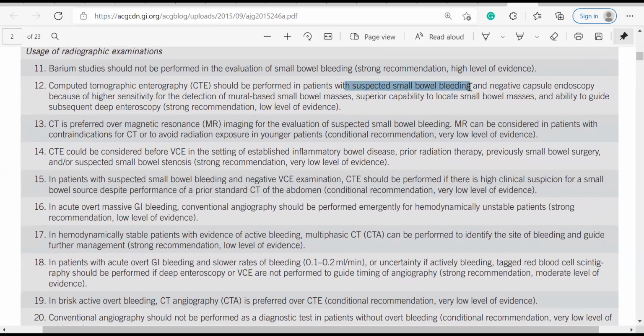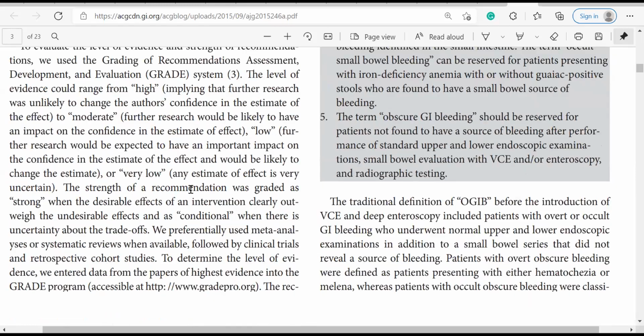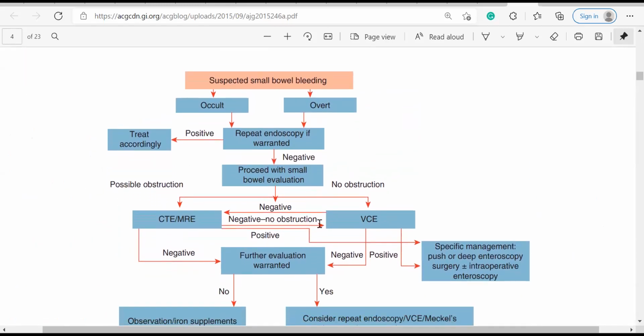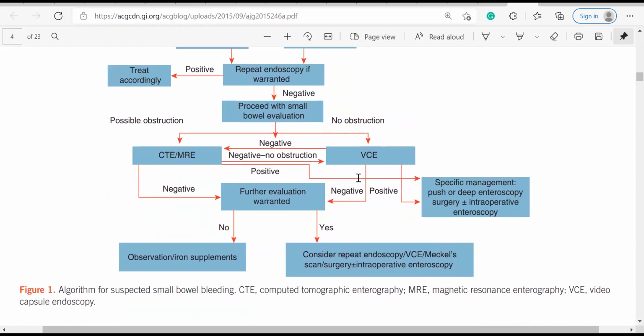If you get a small bowel bleeding suspected and a negative capsule endoscopy, then CT enterography should be performed. CT is preferred over MR imaging for the evaluation of suspected bowel bleeding. Usually you do MR in case of someone who is very young or someone having a contraindication for a CT scan. And if you look at the chart, this is the chart I was talking about. Everything that I talked about is here.